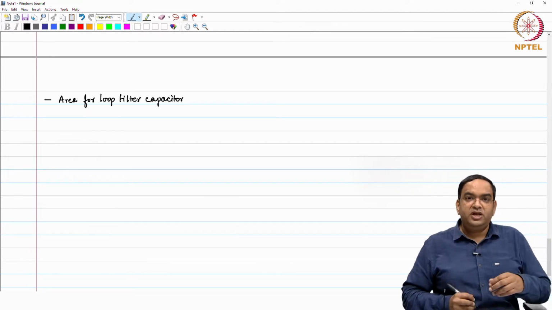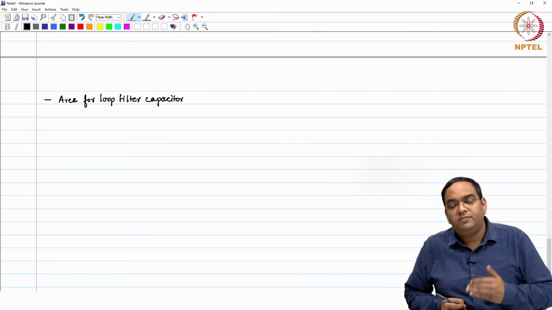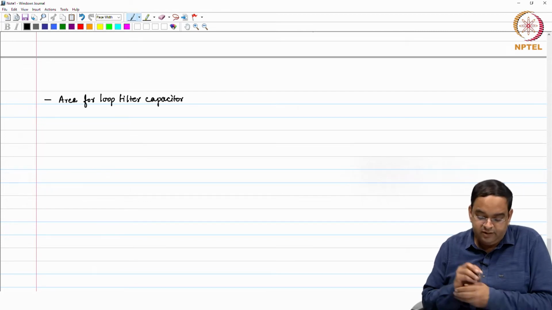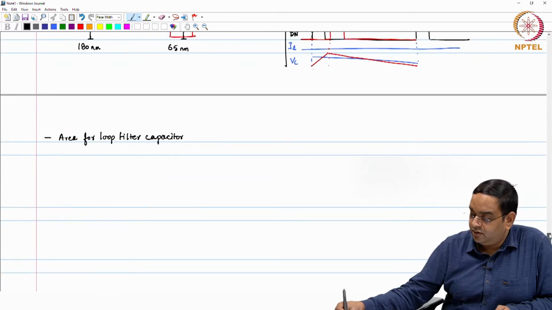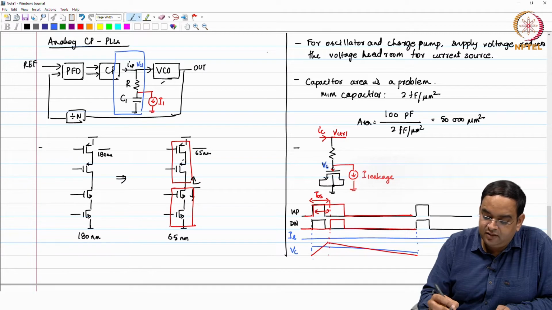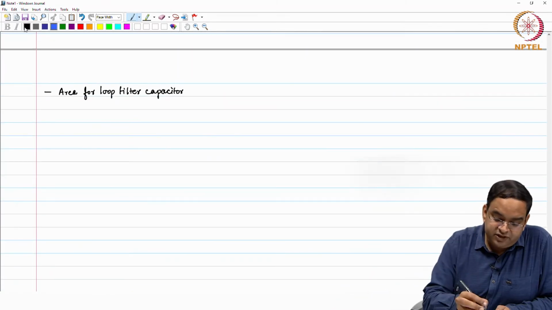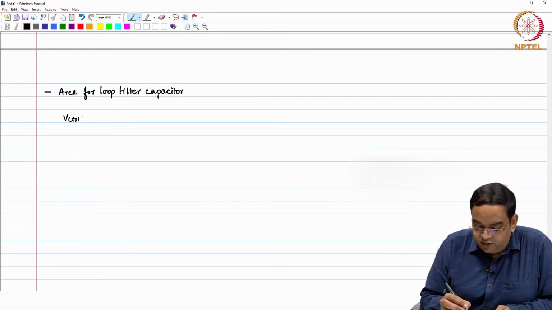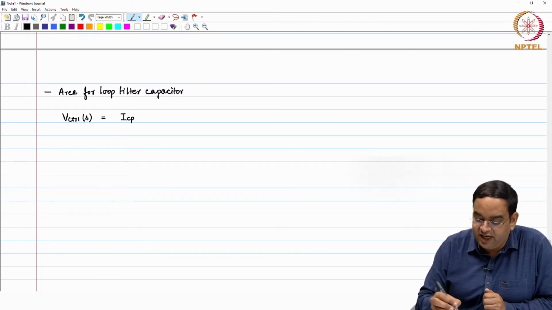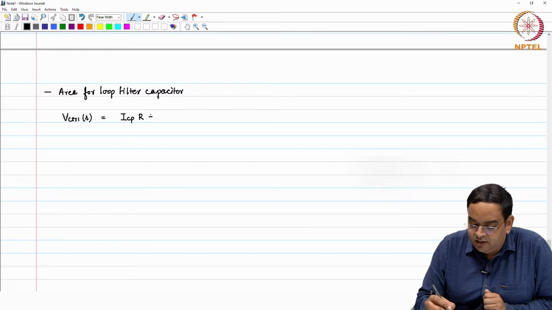Okay, the other one which we are looking at, the charge pump issue, we will find that while solving the problem for the area of the loop filter capacitor, that problem will also get solved with some additional inputs. So here the idea is that this particular block, the charge pump plus your loop filter capacitor, is implementing at V control the following transfer function. V control of S in Laplace domain is equal to ICP, whatever charge pump current you are having, times R plus ICP times 1 over S C1.